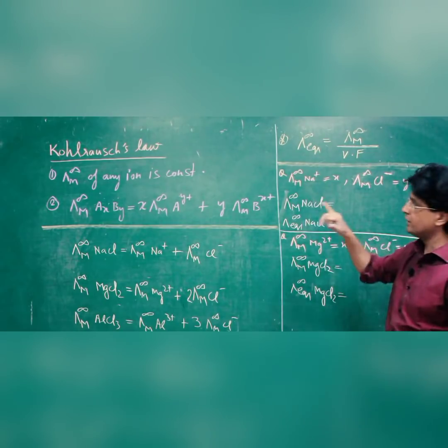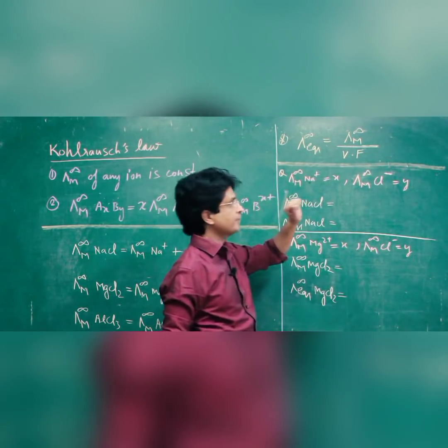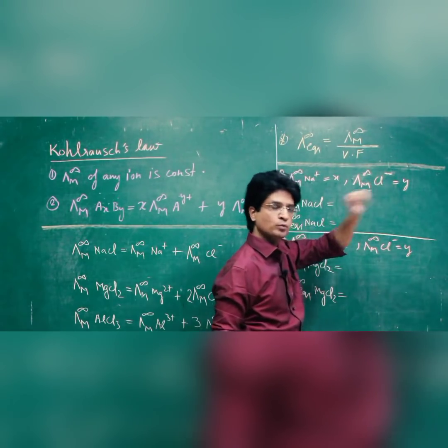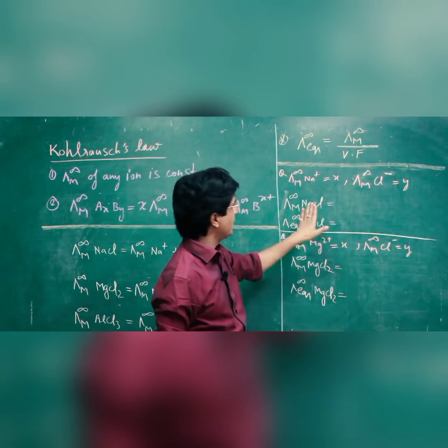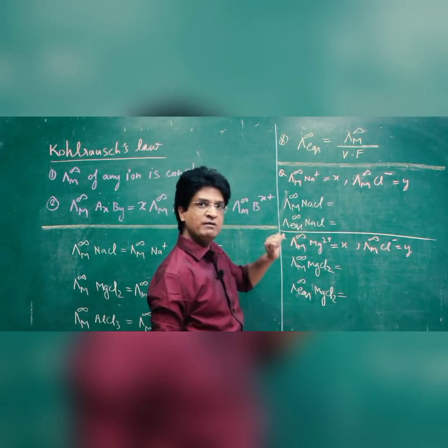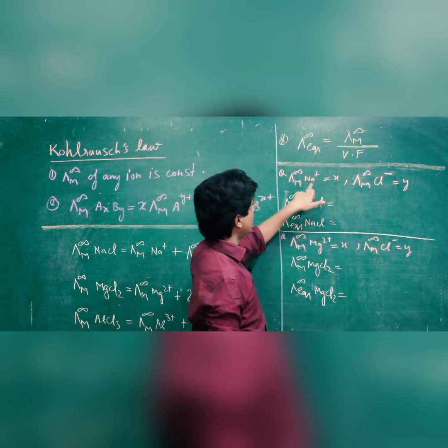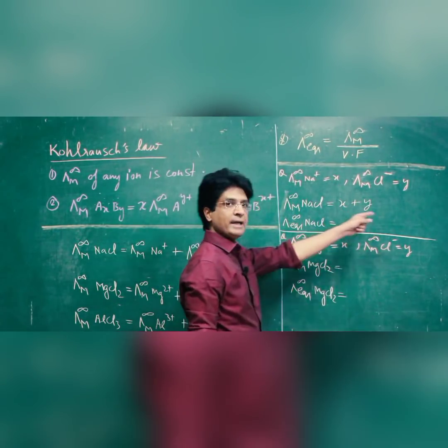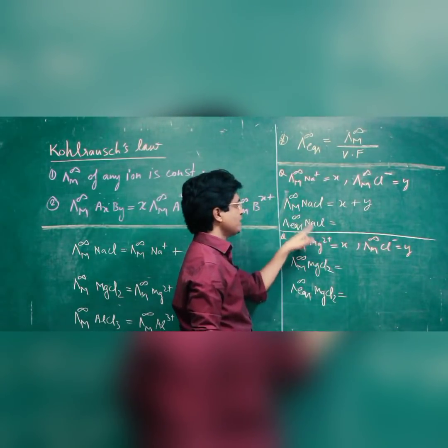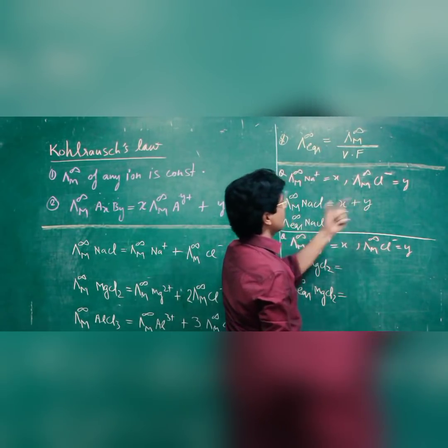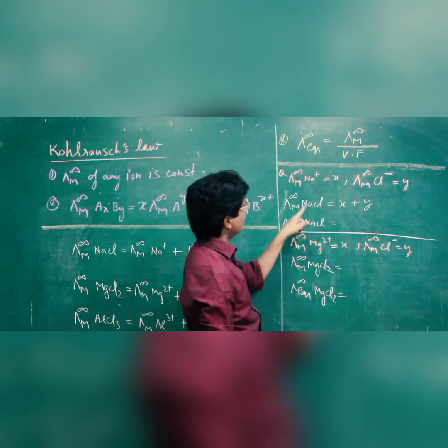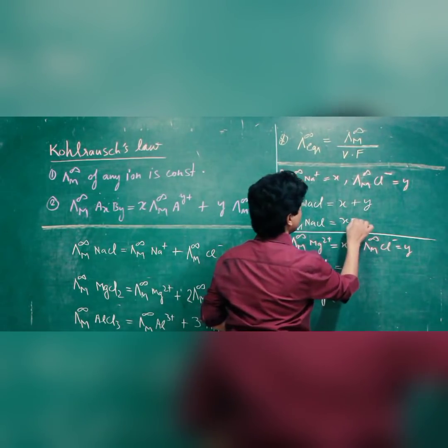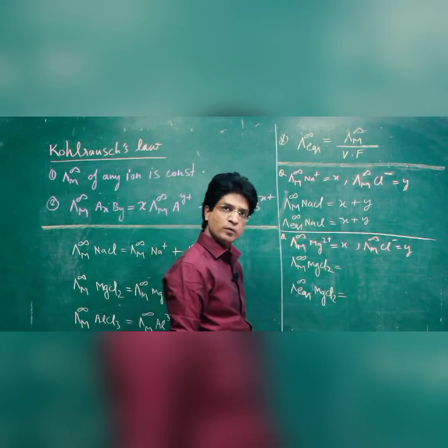There is a question: the molar conductance of Na+ is equal to X. This is given. The molar conductance of Cl- is equal to Y. They are asking you to find the molar conductance of NaCl. Now the molar conductance of NaCl will be the conductance because of the Na+ and Cl- ions, which is given as X and Y. So the answer will be X plus Y. They are also asking the equivalent conductance of NaCl. That will be the molar conductance of NaCl divided by the valency factor. The valency factor of NaCl is 1, because we have 1 positive or 1 negative charge. So this will be X plus Y divided by 1, or simply X plus Y.